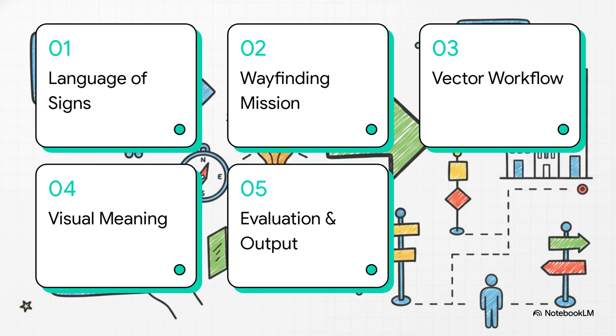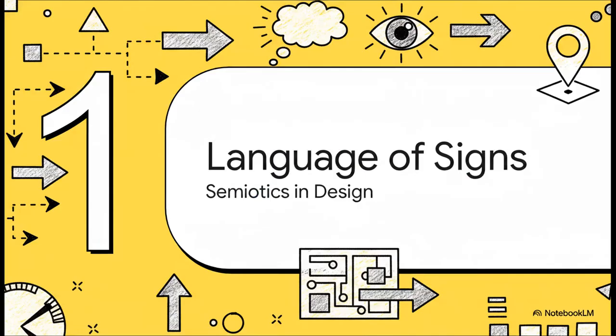Okay, let's dive into our roadmap for today. We'll start with the language of signs, move into the wayfinding mission, then tackle the vector workflow, break down the elements of visual meaning, and wrap it all up with evaluation and final output. All right, let's kick things off with Section 1, the language of signs.